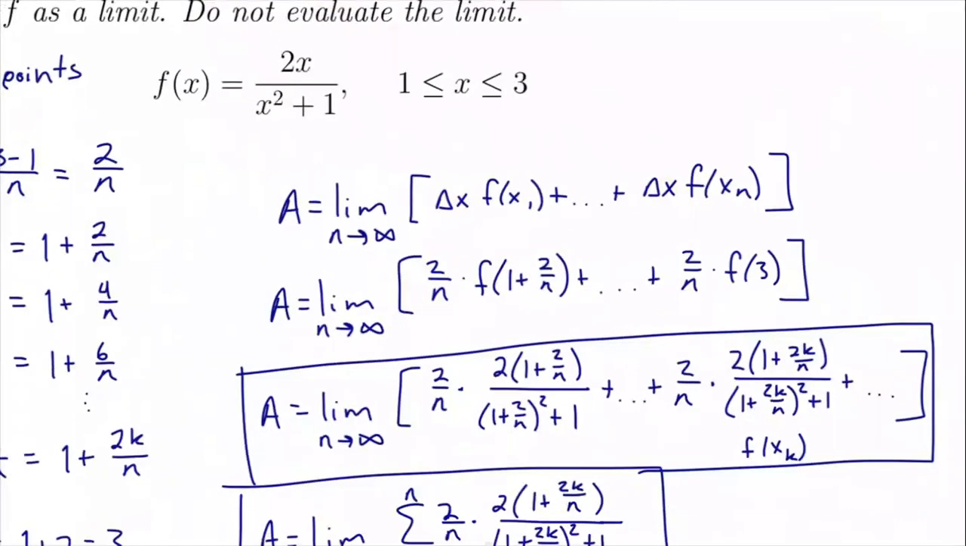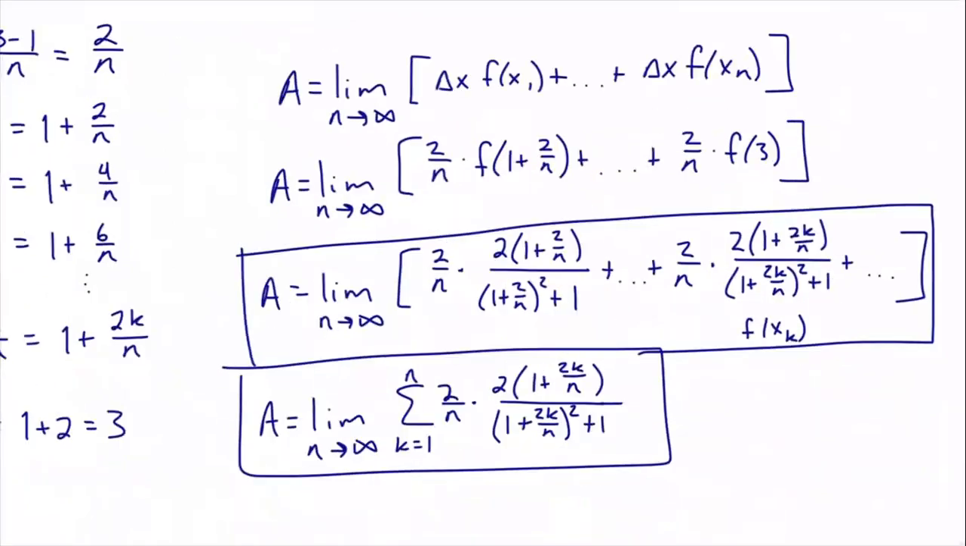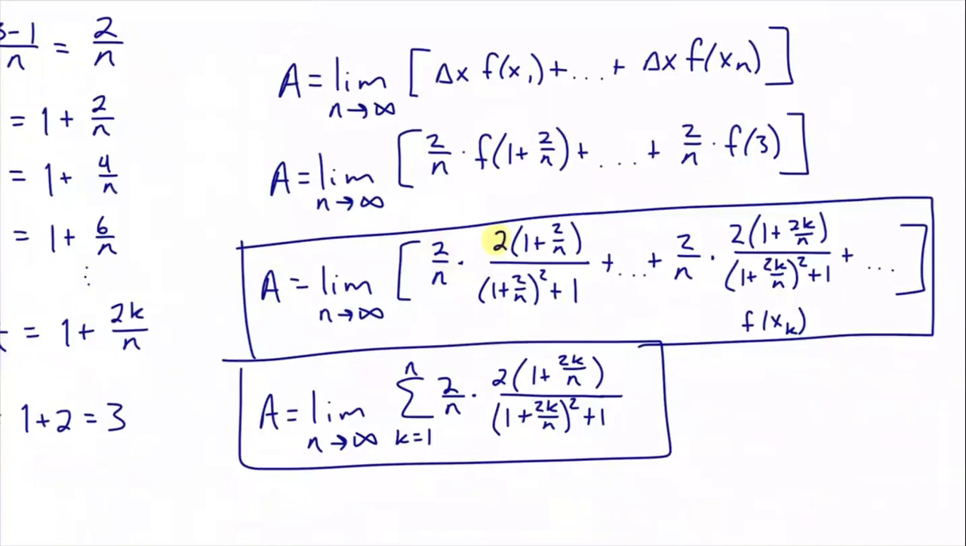x1 is 1 plus 2 over n. You can look off to the right to see that. xn is 3, and everybody in between, well, fits one of those values, right? So for now, we're just writing it out. We don't know how many in between here, but the ellipses take care of that. And so what we can write ultimately is that our area is the limit as n approaches infinity of this 2 over n, delta x, times what does the function do? It's 2 times x, times 1 plus 2 over n, over 1 plus 2 over n squared plus 1.